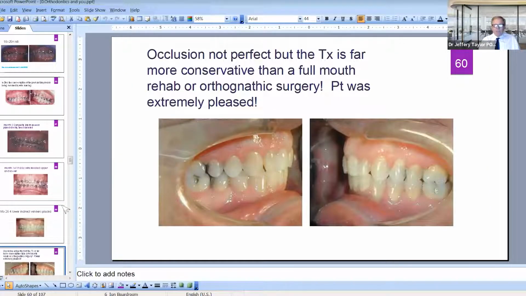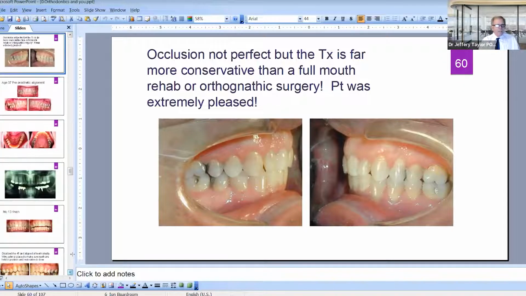Okay. So the occlusion is far from perfect, that's for sure, but at least it's way better than it was before, and more conservative than a full mouth rehab. That means like 28 crowns, or orthodontic surgery, which is the normal way we treat class 2 division 2s. So very, very nice adjunct to your restorative work.